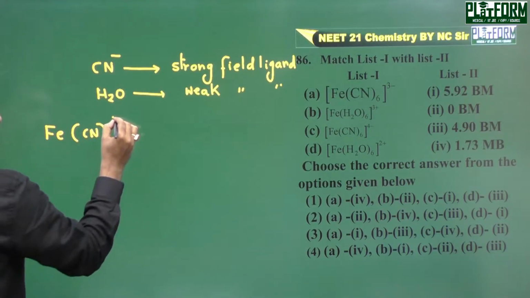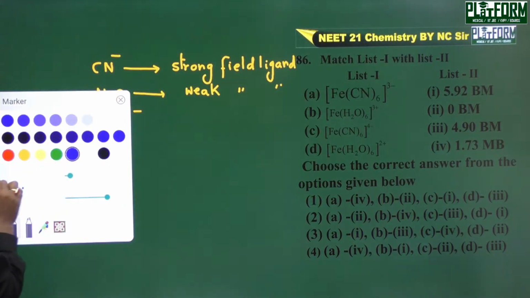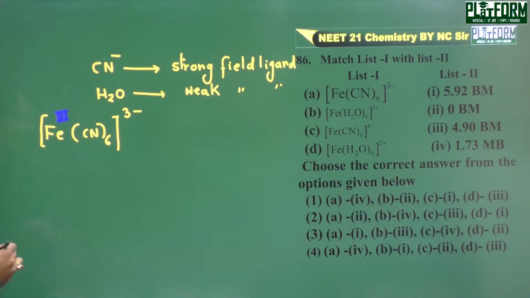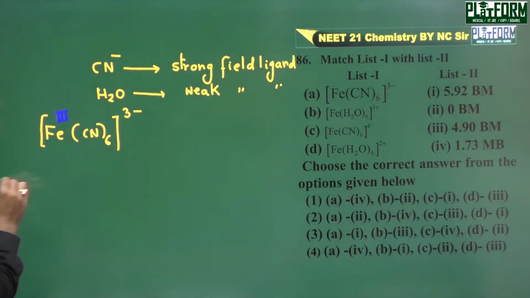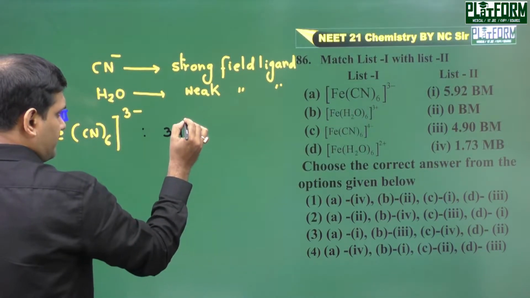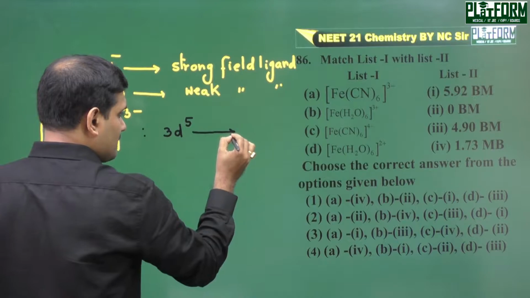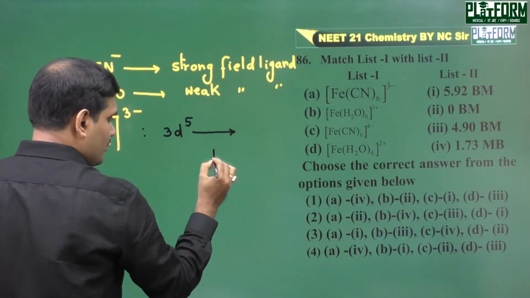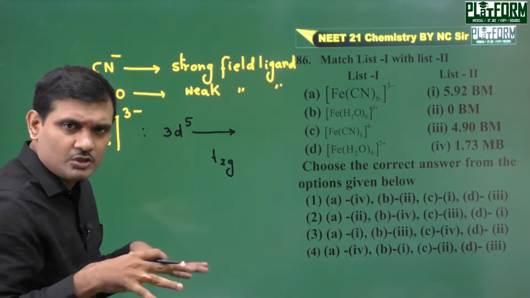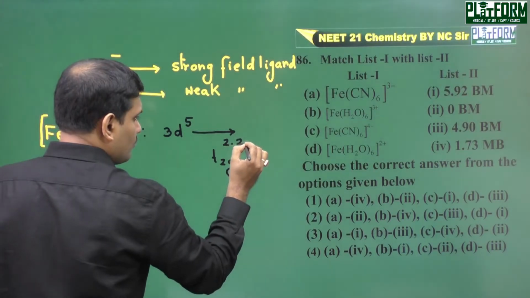[Fe(CN)6]³⁻. So definitely the charge on the iron atom becomes 3. Iron is in the 3+ oxidation state, which means iron is a 3d5 system. Now in a 3d5 system, if we go by crystal field theory, in the presence of a strong field ligand, the 5 electrons will stay in the t2g set, so t2g5 means 2 2 1.